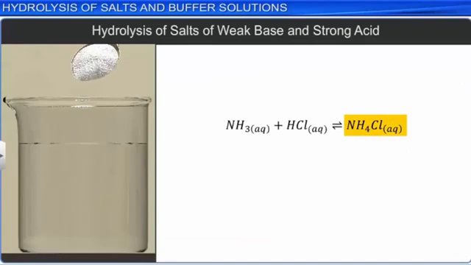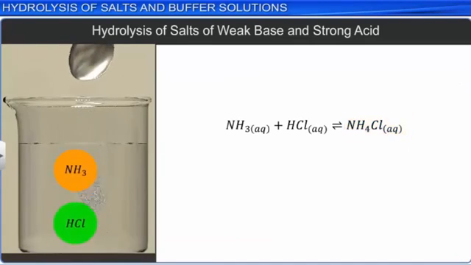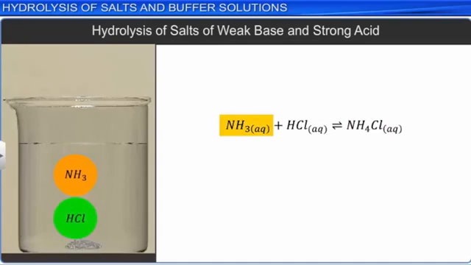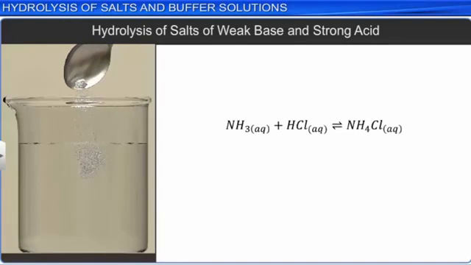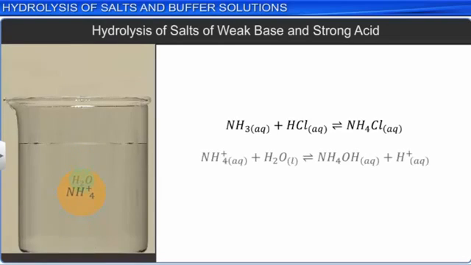Ammonium chloride is a salt of a weak base, ammonia, and a strong acid HCl. The NH4 plus ion, being the conjugate acid of a weak base, is stronger. When the salt is dissolved in water, the NH4 plus ions undergo hydrolysis to form NH4OH and H plus ions.